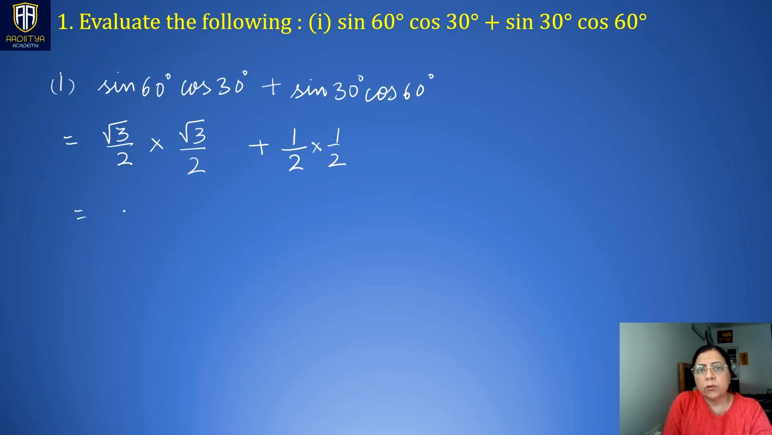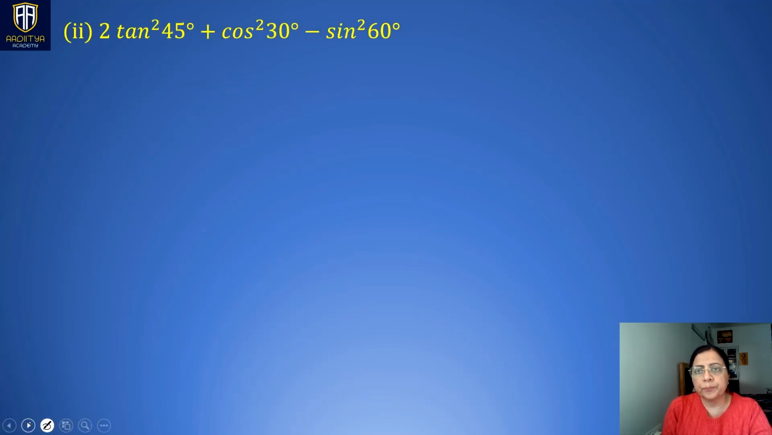So now we have got 3 by 4 added to 1 by 4, which is 4 by 4. Hence this gives us 1. Right? This is one of the easiest exercises. You just have to remember the table and then put those values here.